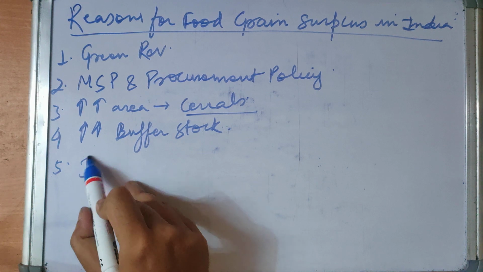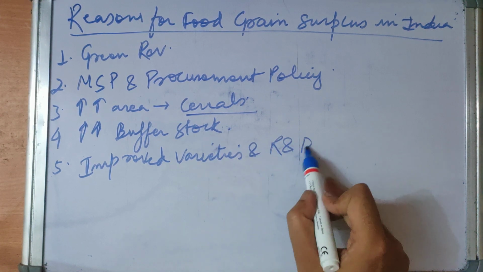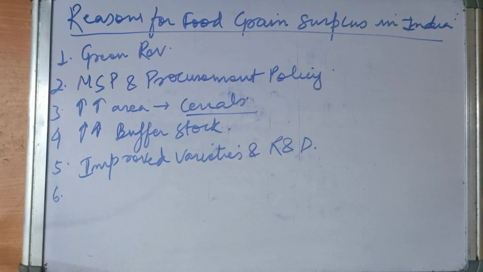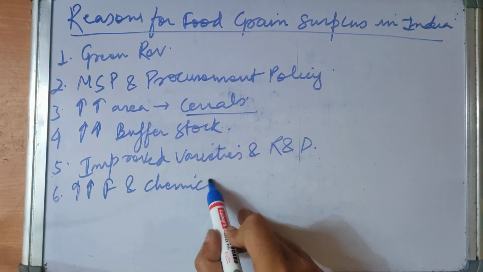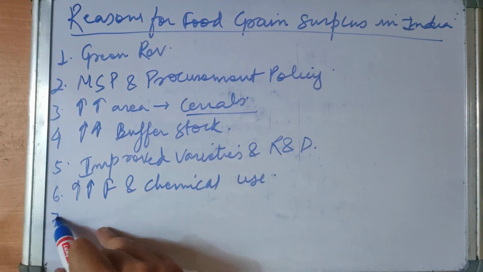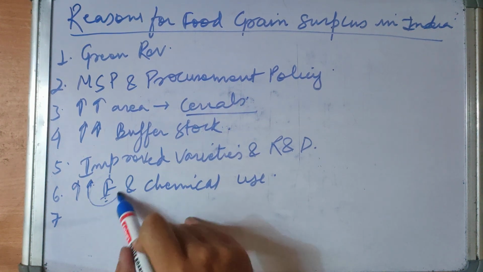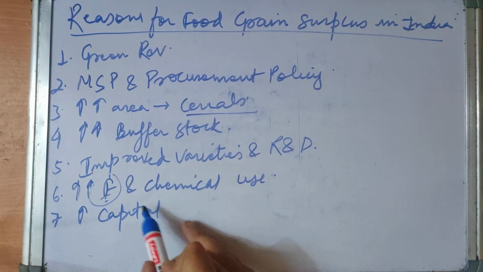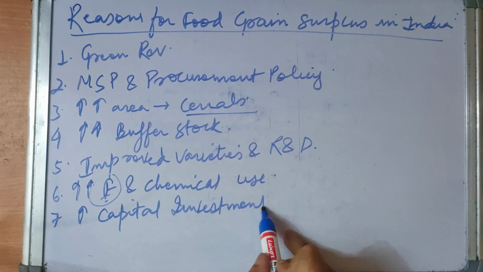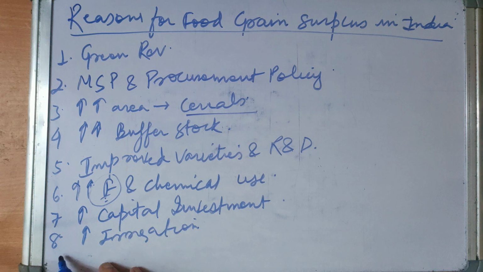Improved varieties and increase in research and development. Large scale fertilizer and other agrochemical use. What it has done is increase production, but it also has certain detrimental and negative effects. But we should not neglect the fact that in a certain period it has increased the production. Increased capital investment. Irrigation facilities increased: canals, tubewells, pumps. There are certain favorable government policies.